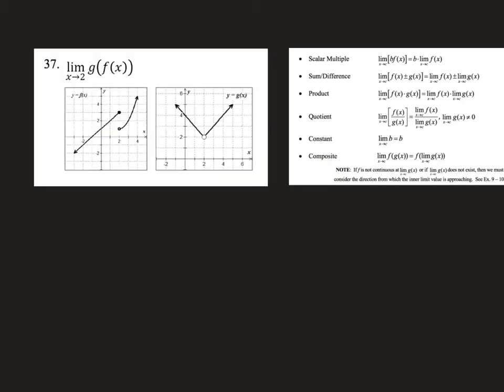Question number 37 is again another composition, g of f of x. So it looks a lot like number 36, except the g and the f are switched around. So the first thing I have to do is evaluate the limit as x approaches 2 of the inner function, which this time is f of x. And I see as I approach an x value of 2 on the graph of f of x, because I'm heading toward two different y values from the left and from the right, that this limit does not exist.